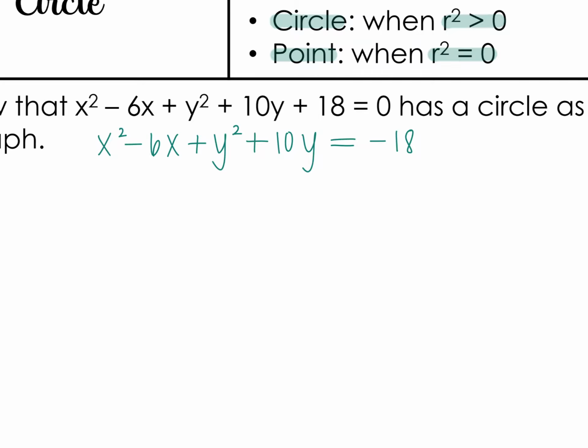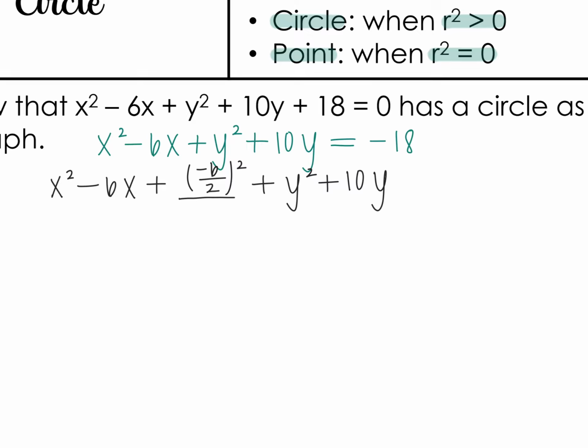I'm going to write this in black. This is not a necessary step you have to show, but it's going to help some of you visually see where we're getting the numbers. So here we'll have x squared minus 6x, plus, and like I said, we are going to take half of that coefficient, so negative 6 divided by 2, and then we're going to square it. Then we're going to do the same thing for our y's. So I'm going to take half of that 10, and I'm going to square it.